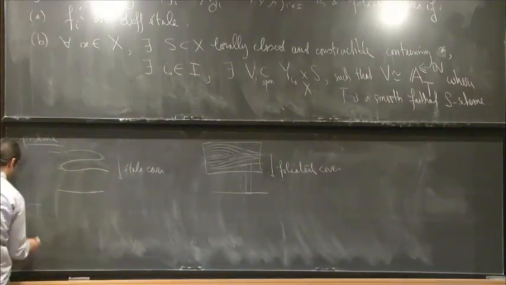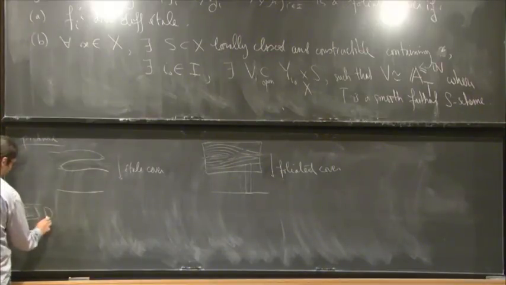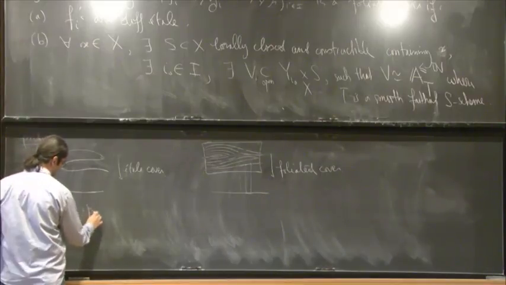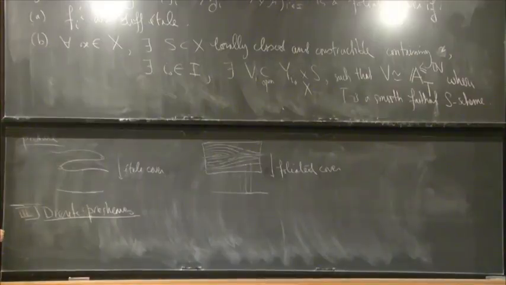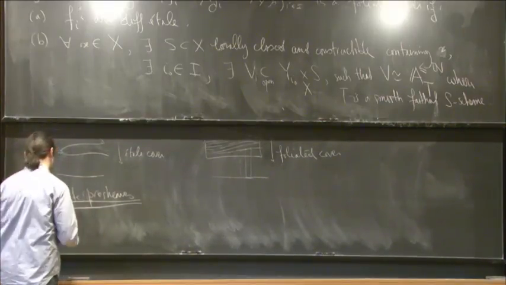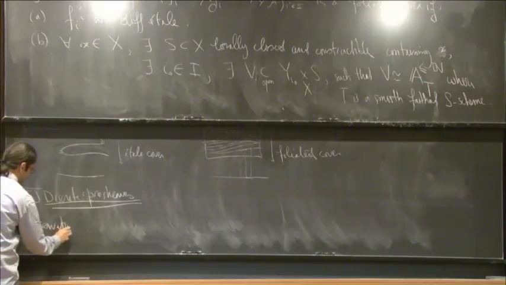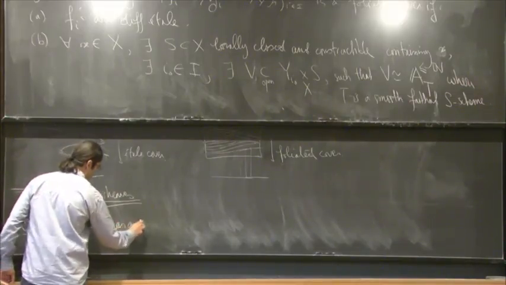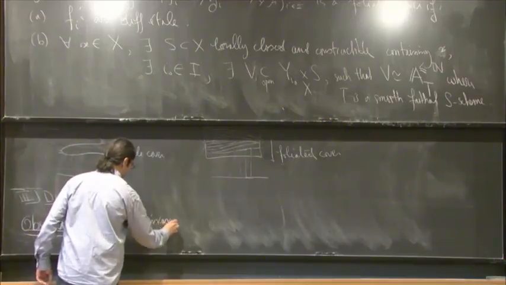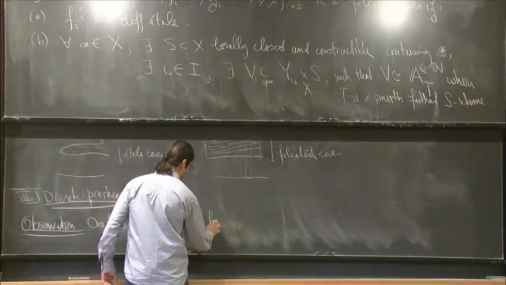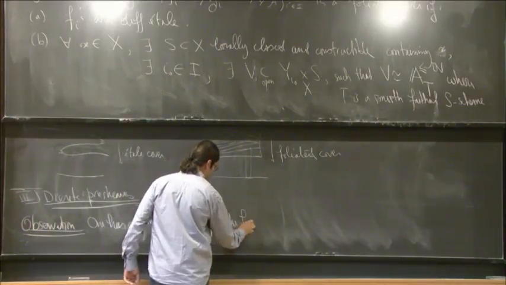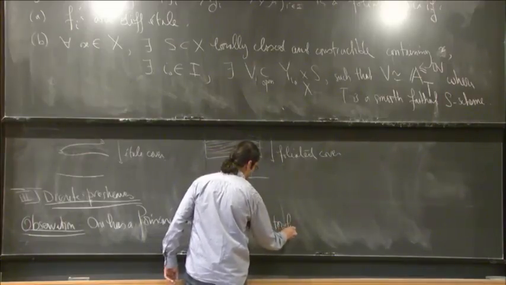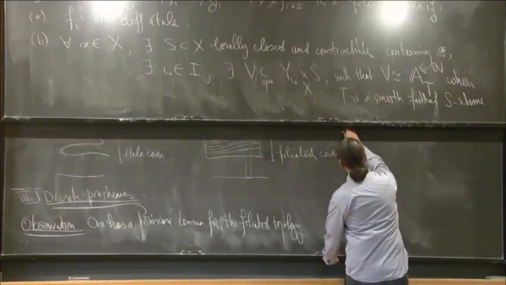All right. So I want now to discuss discrete presheaves. Before I tell you what a discrete sheaf is, I want to make the following observation. This will be the only place where I will make a link with the motivation I explained at the beginning of the talk. One has a Poincaré lemma for the foliated topology. Let me explain what I mean by this.